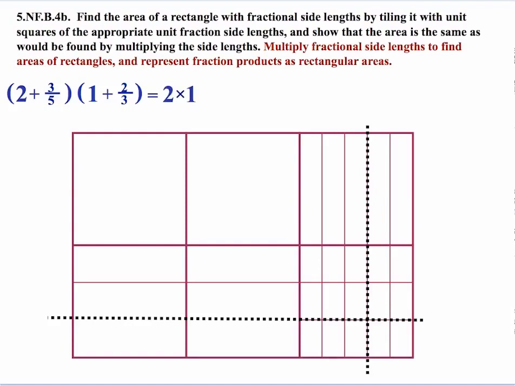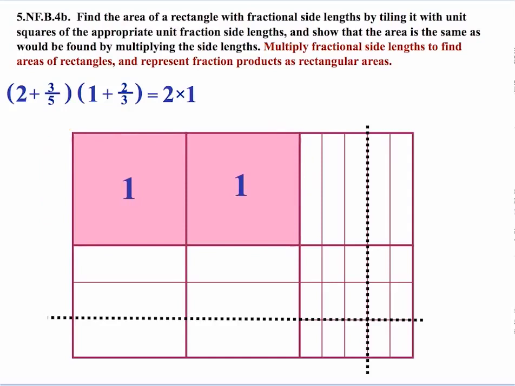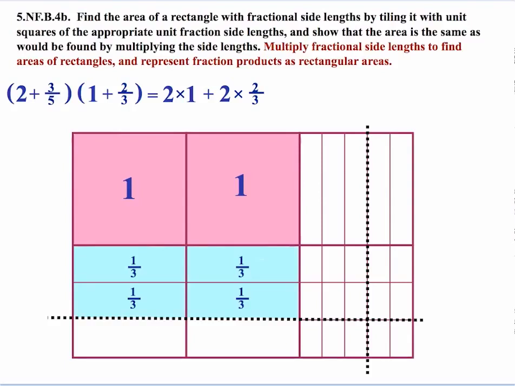We start off, we multiply 2 times 1. And so here's 2 1s, so we have 2 unit squares. So we have that so far. Then we have to multiply 2 times 2/3. Now, these dimensions here are 1/3. And if we look at the model and try to connect it back to what's happening with the multiplication, here's 2/3 here and here's 2/3 there. So there's our 2/3. And let's go ahead and shade them in a different color so students can tell what's what.